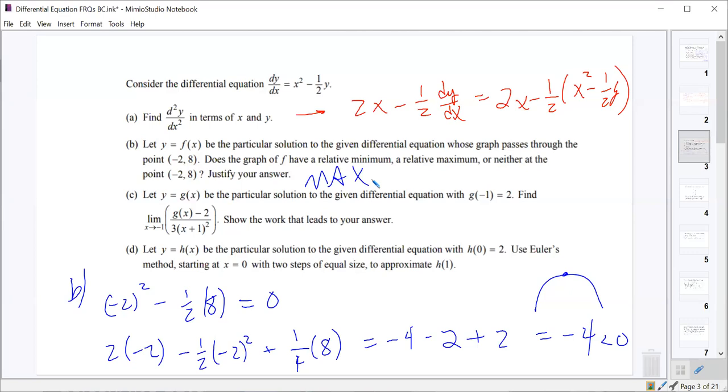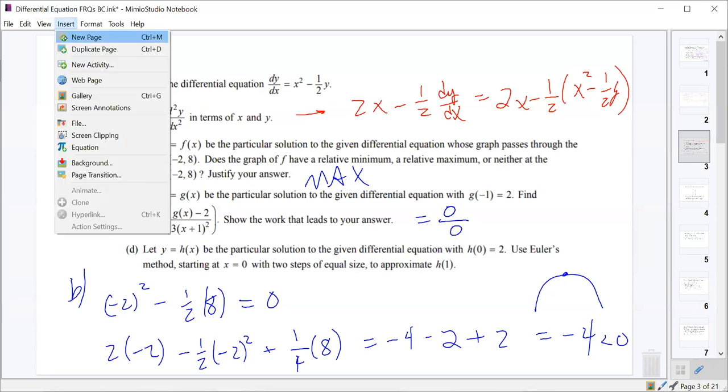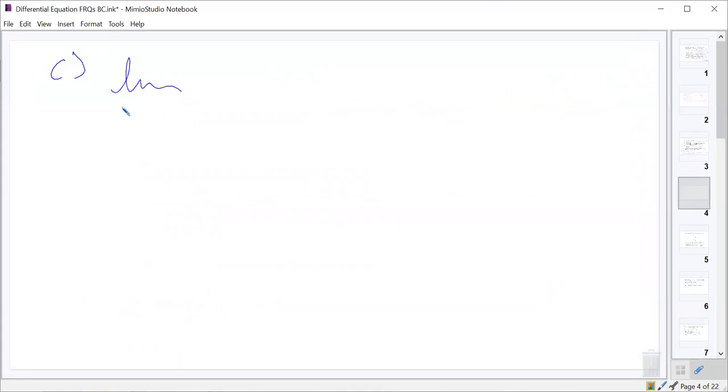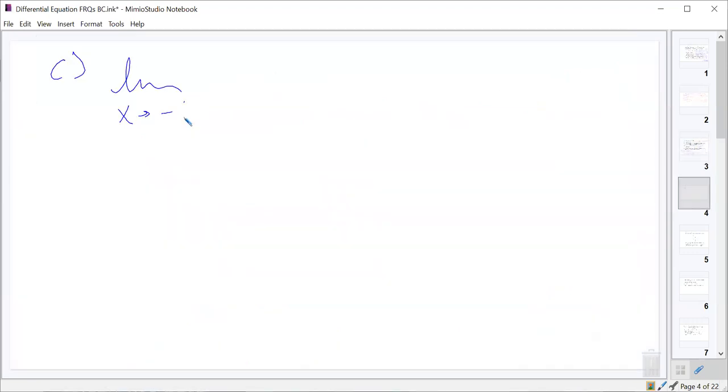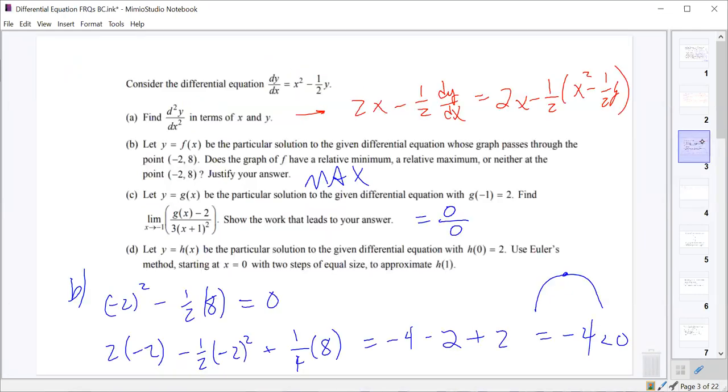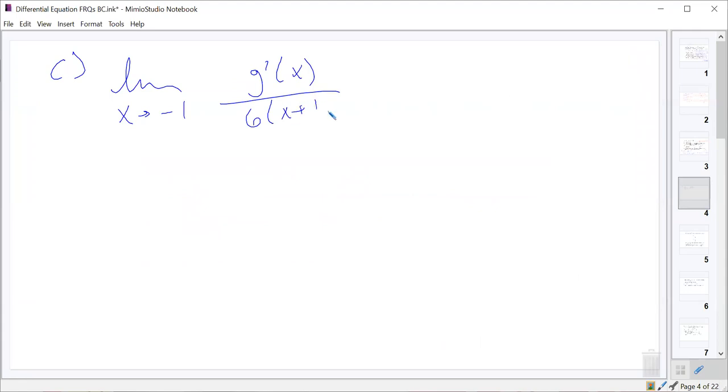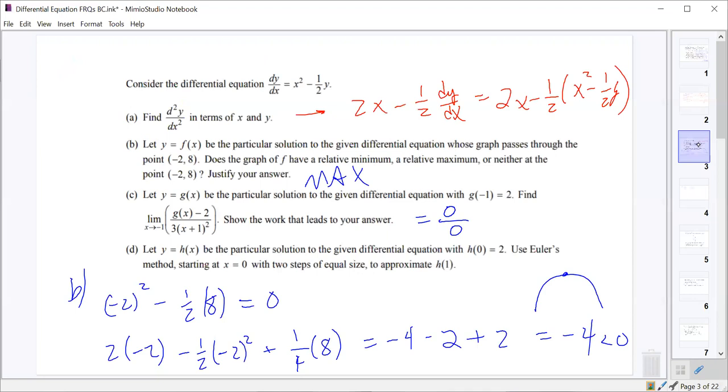All right, part C. We got g of x, which is the particular solution to the differential equation with g of -1 equal to 2. Find the limit as x approaches -1 of that thing. So first off, plug in -1, gives you 0 over 0, right? So we will use L'Hopital's rule. You will write that you used L'Hopital's rule. What we're approaching is -1. The derivative of the numerator is g prime. The derivative of your denominator is 6 times (x plus 1).